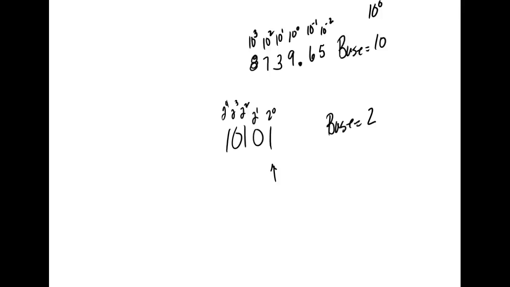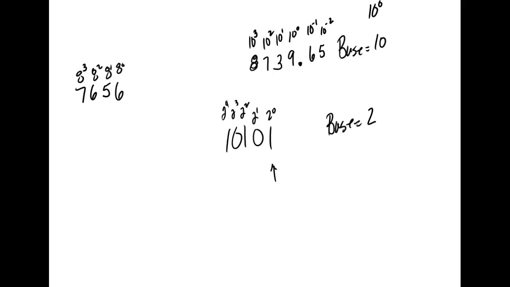So any base. So base 8, we don't have any number above 8. And this would be what? This would be 8 to the 0. This would be 8 to the first. This would be 8 to the second. This would be 8 to the third. Base 16. So base 8, base 16. These are number systems that we use to represent real large binary.